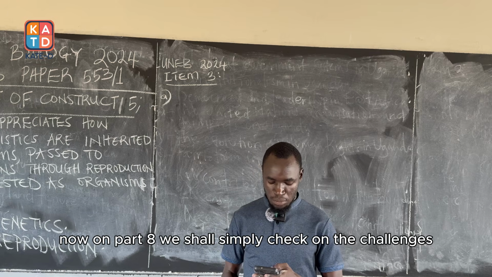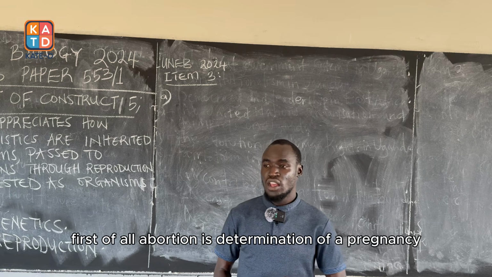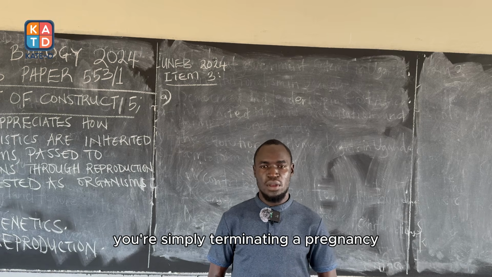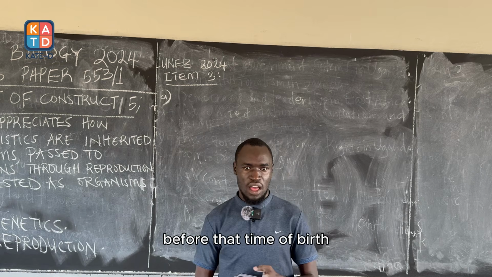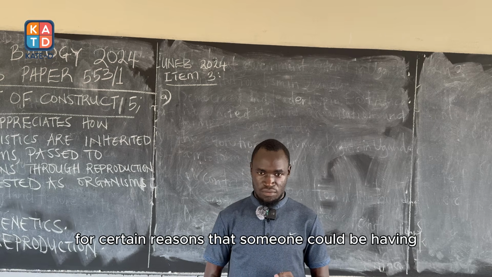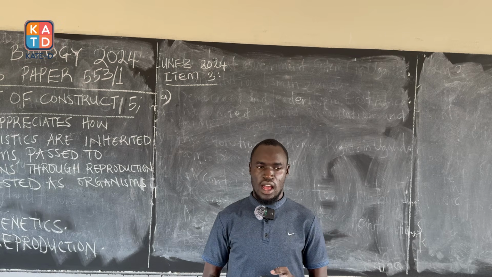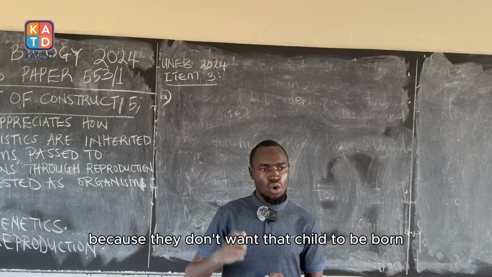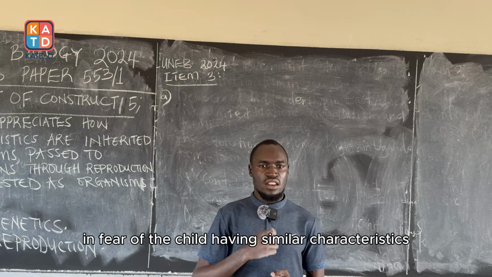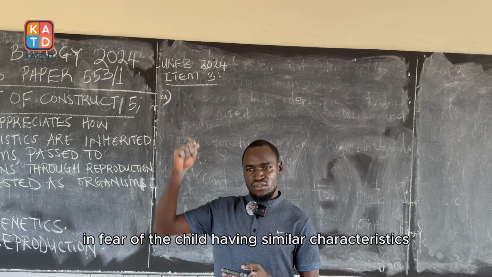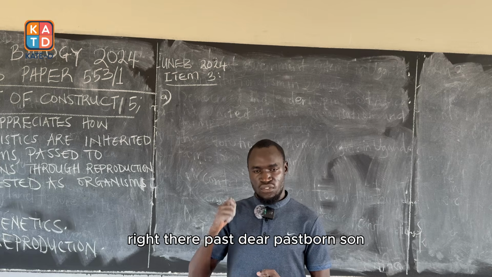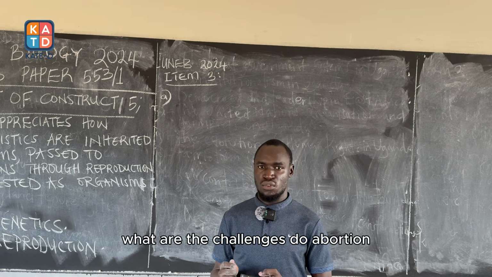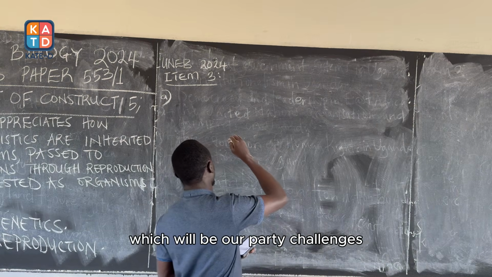Now, on part A, we shall simply check on the challenges. First of all, abortion is the termination of a pregnancy. You're simply terminating a pregnancy before the time of birth for certain reasons that someone could be having. And in this case, David wants Joan to carry out abortion because they don't want that child to be born in fear of the child having similar characteristics like their firstborn son.